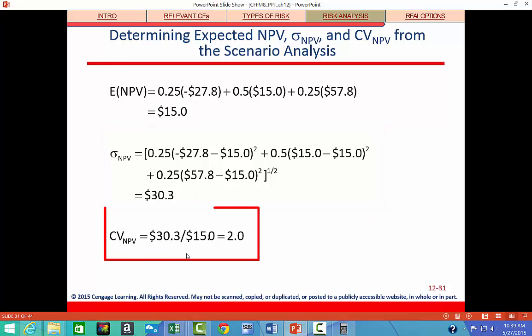And then to give us some sense of the risk of the project, because we were able to calculate a standard deviation, unlike before, we can calculate the coefficient of variation by taking the standard deviation of the NPV divided by the expected value for the NPV. So it's like the risk divided by the return. And we get a coefficient of variation of 2. And 2 is, you know, kind of a higher risk type project. Remember, the lower this number, the better. So 2 might be considered a high risk project for this company.